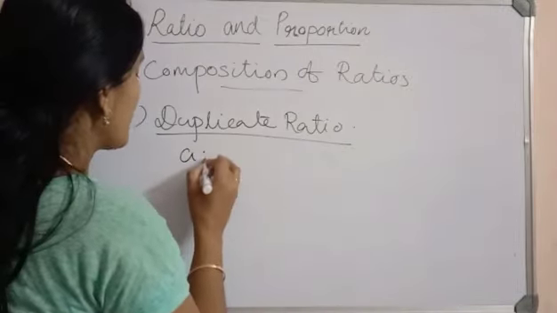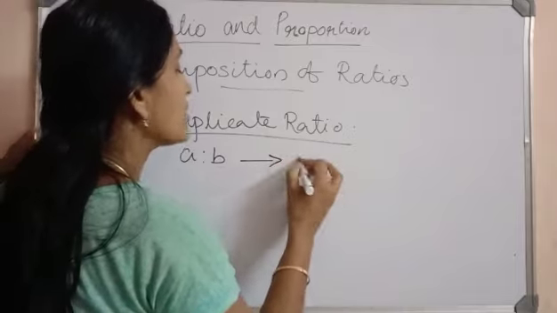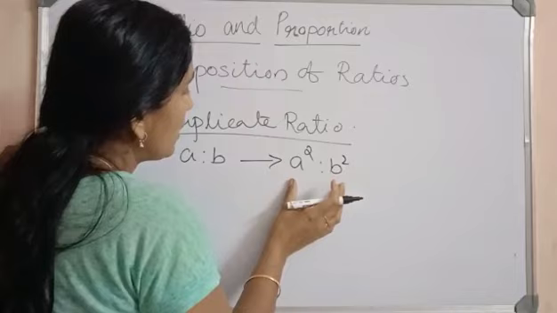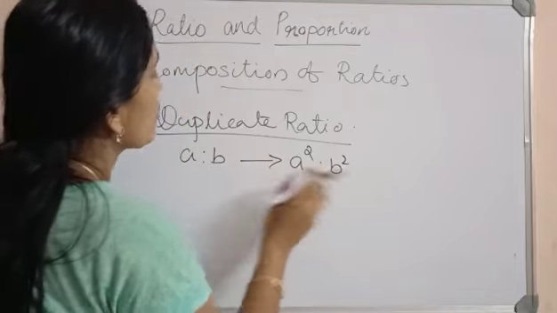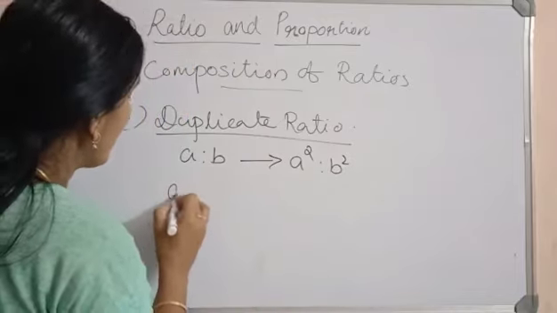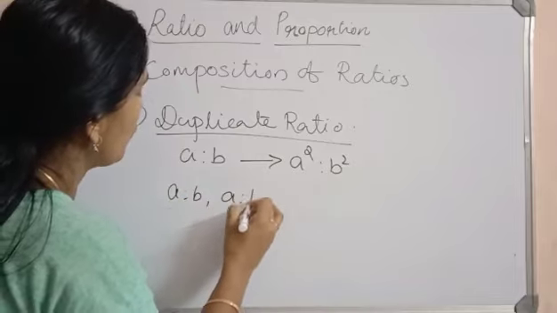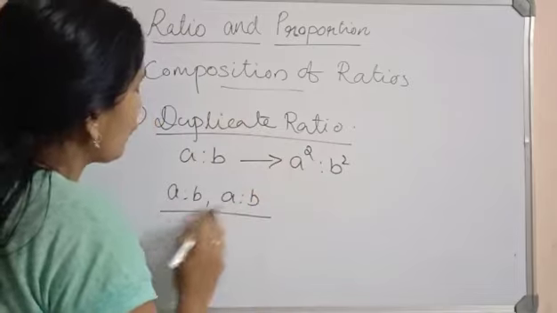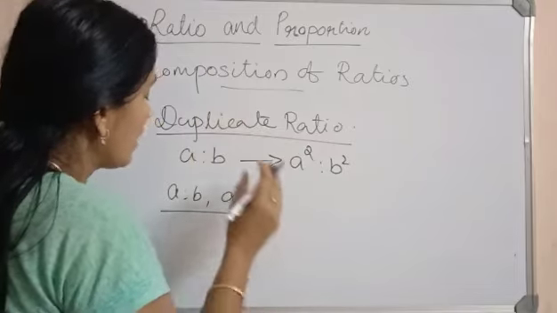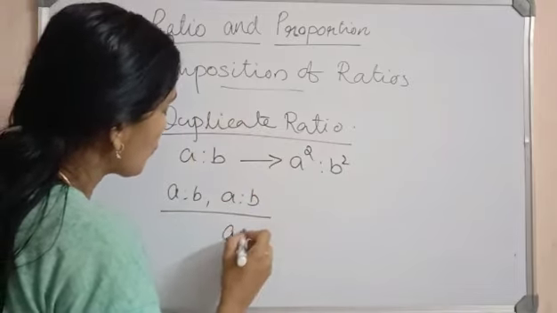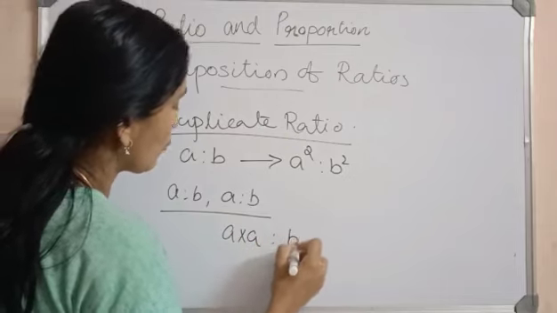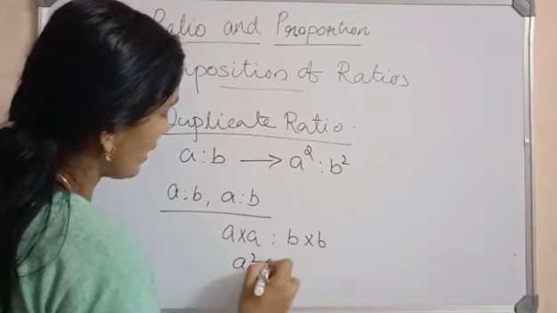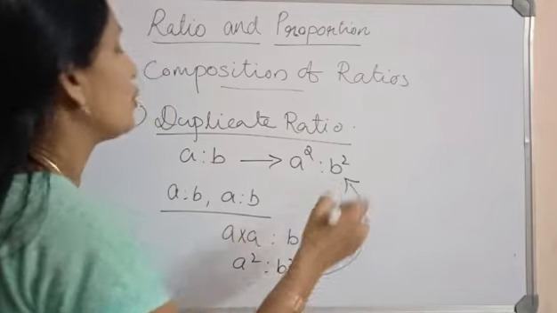If A is to B is one ratio, its duplicate ratio is A square is to B square. It's the square of the antecedent to the square of the consequent. See here, A is to B and A is to B. If you are considering two equal ratios, then the duplicate ratio is the compound ratio of these two. The compound ratio is the ratio of the product of the antecedents to the product of the consequents. That is A square is to B square. This is the duplicate ratio.